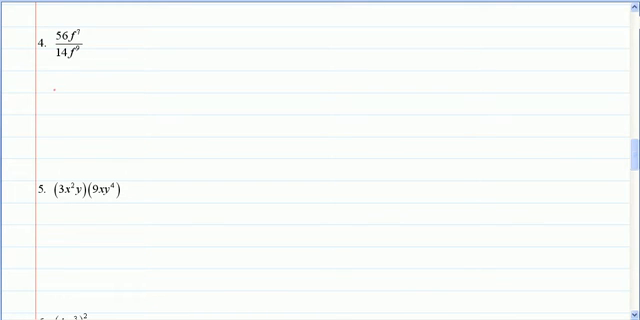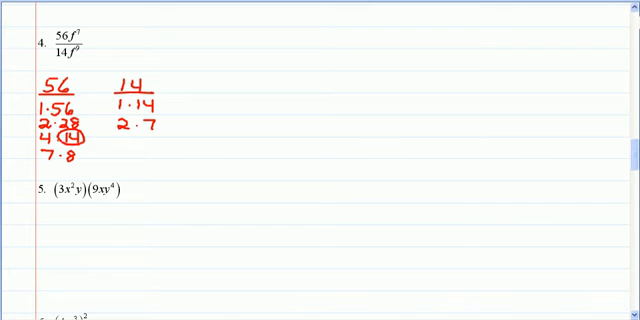So to simplify 56 and 14, I'm going to write out their factors. And 56 is 1 times 56, 2 times 28, 4 times 14, and 7 times 8. Whereas 14, we only have 1 in 14 and 2 in 7. The largest number that they have in common is 14.